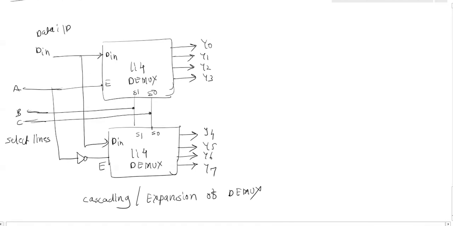Similarly, when the enable input is given as the third select line input, when E is equal to 0, then at that time the first demultiplexer will get activated.